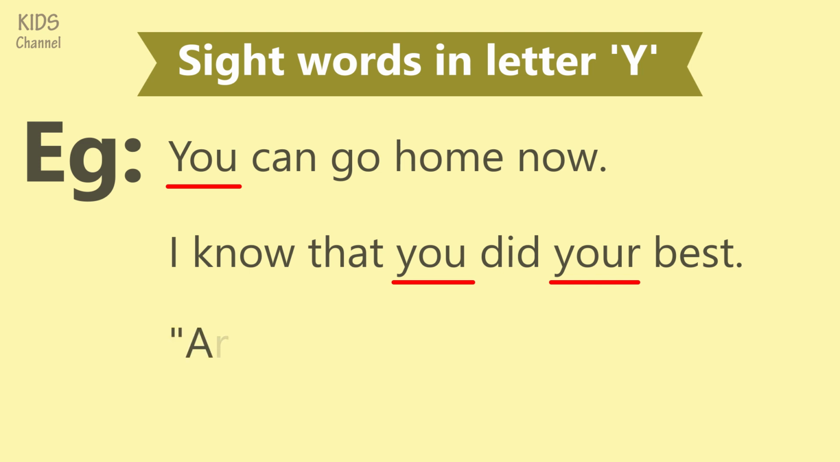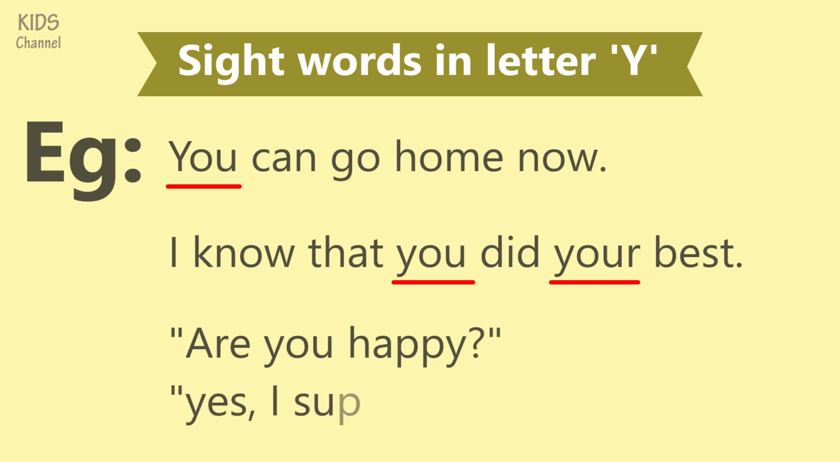Example 3. Are you happy? Yes, I suppose I am. Here, you and yes are the sight words in letter Y. From the above examples, you, your, yes are the sight words that you can identify from the letter Y.